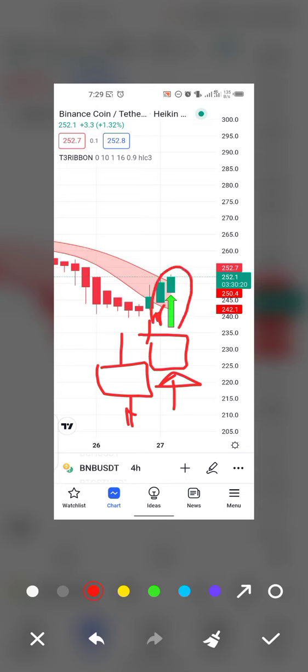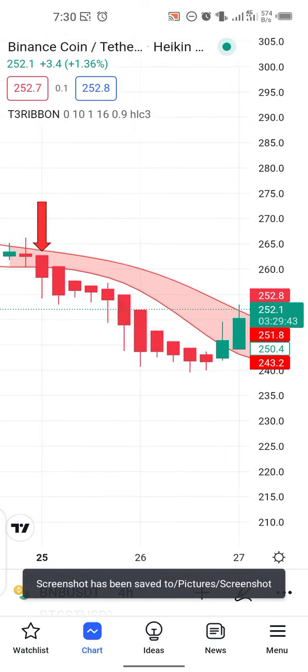And now this confirms our entry, the green one. I hope it's okay now. All right, so let's get into it clearly.